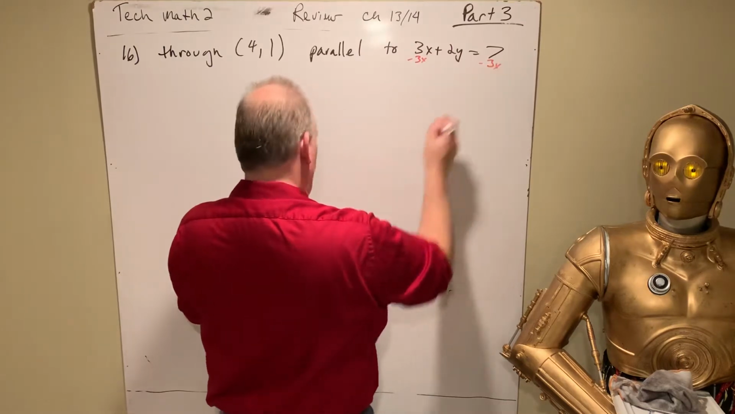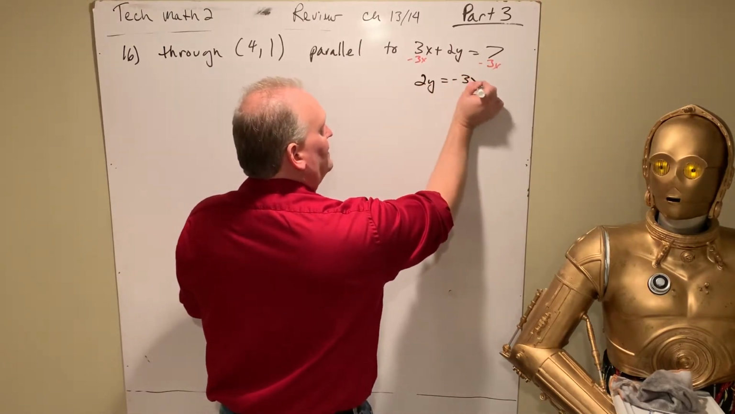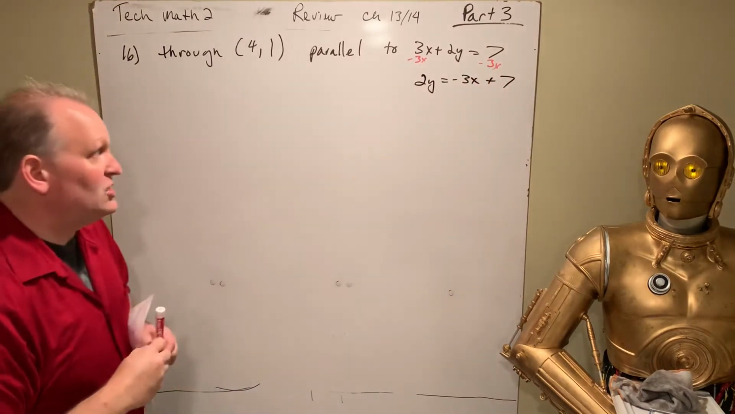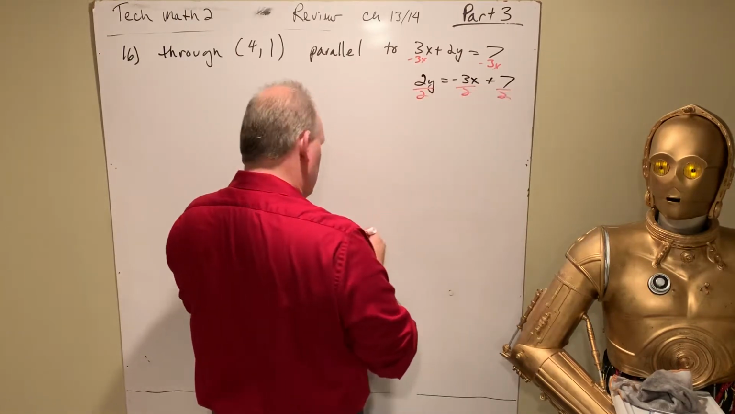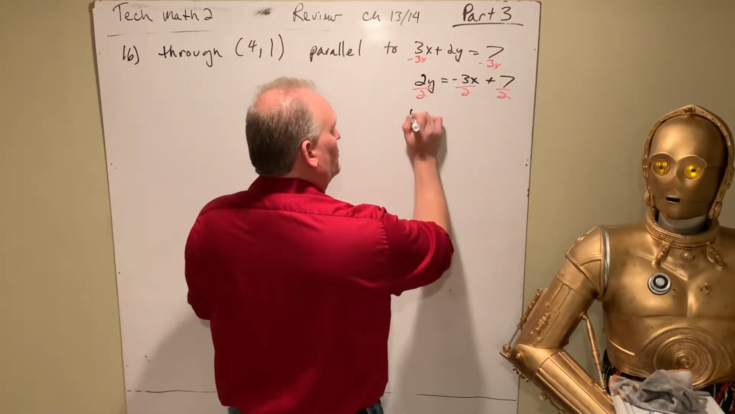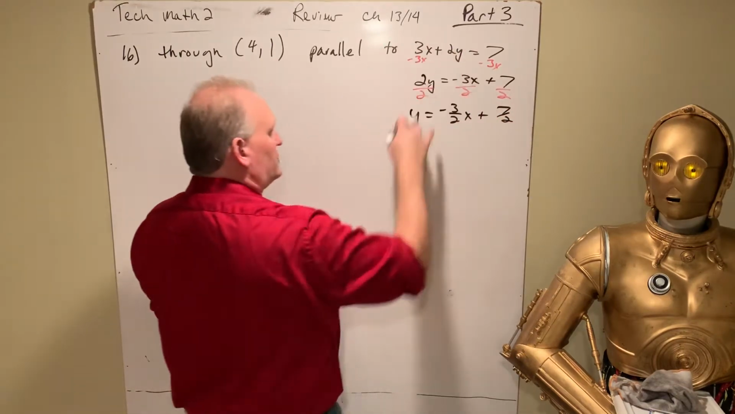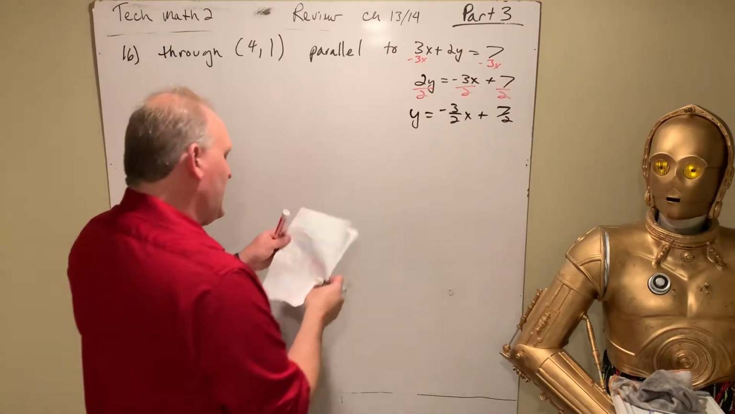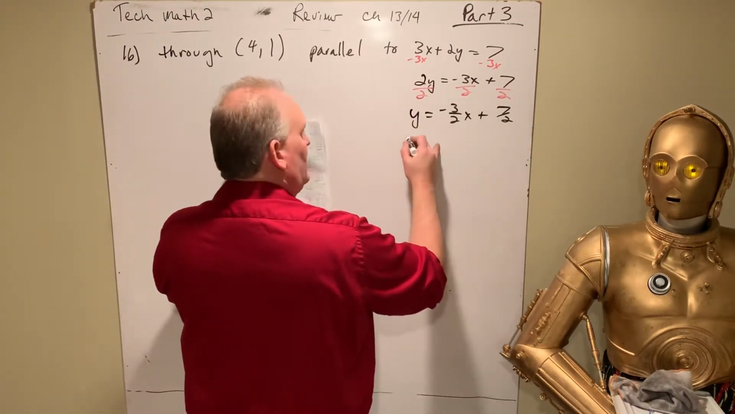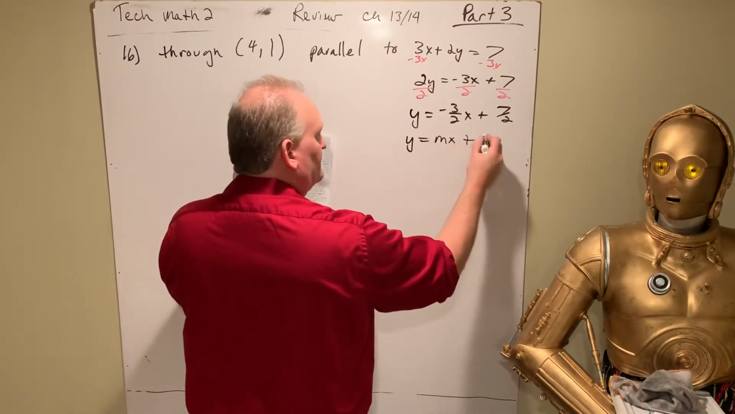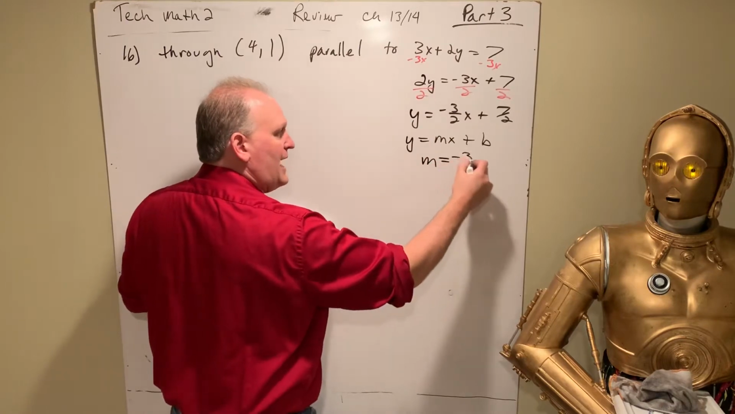So look, this one is a little screwed around because we have to get it solved for y in order to determine the slope. Just like what we did on that last one, we solve it for y: y = negative 3/2 x + 7/2. That's our equation solved for y. Now we have it in y = mx + b, and so m, the slope of this line, is negative 3/2.